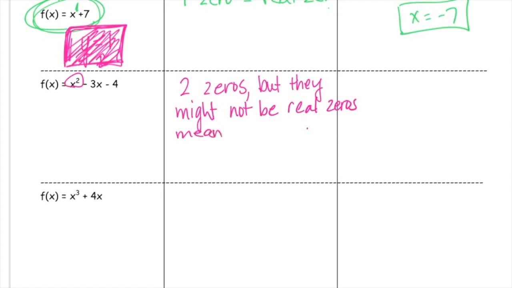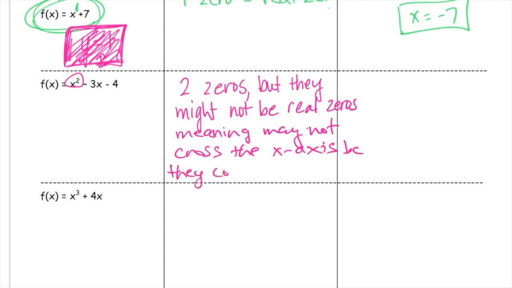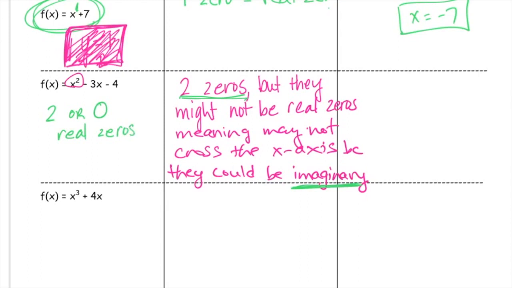They may not cross the x-axis because they could be imaginary. And you may or may not remember that imaginary numbers, just like irrational numbers, things with square roots and i's, always come in pairs. So if I say there are 2 zeros, how many real could there be? There could be 2 or 0 real zeros, because they both could be imaginary.